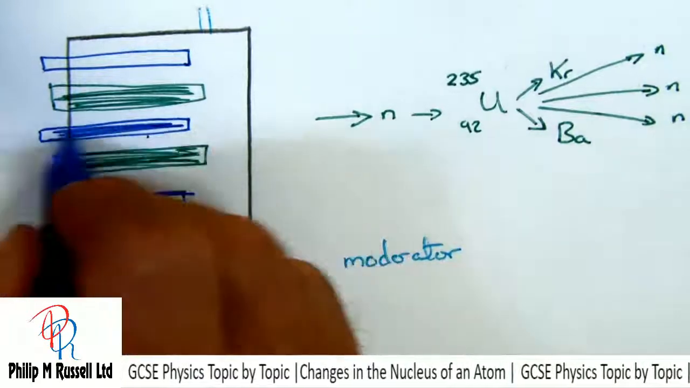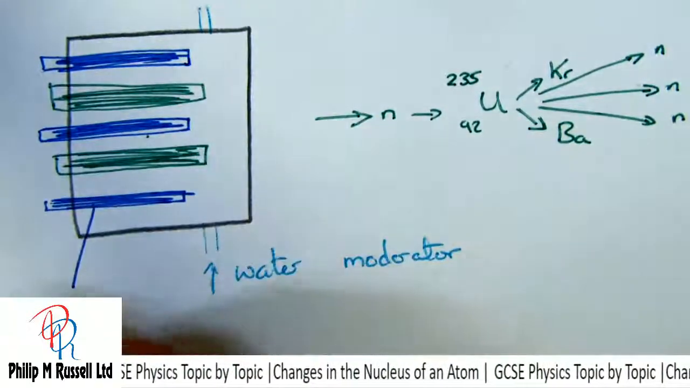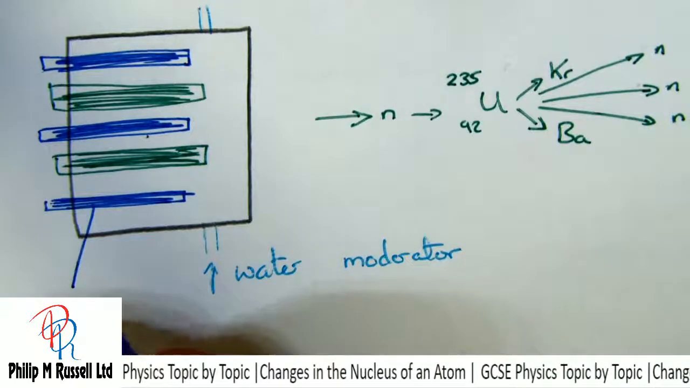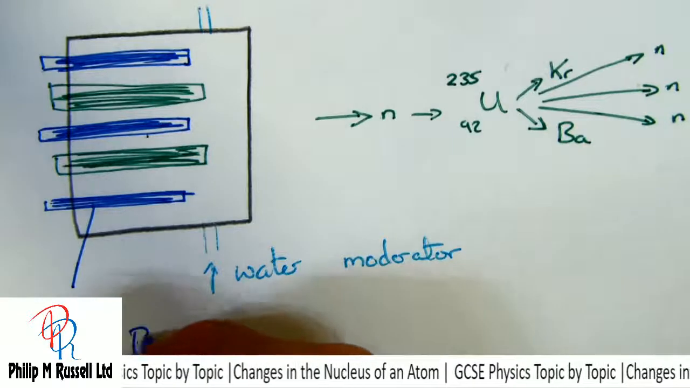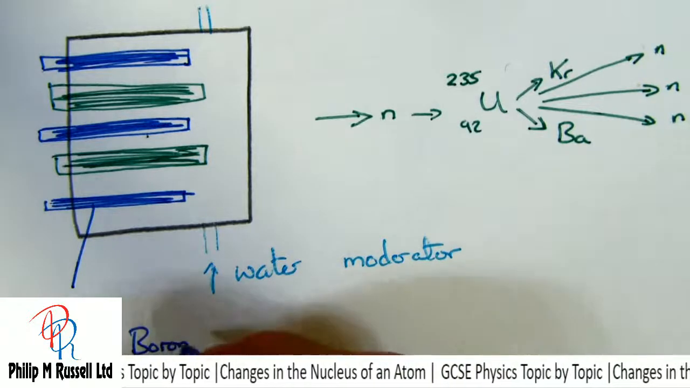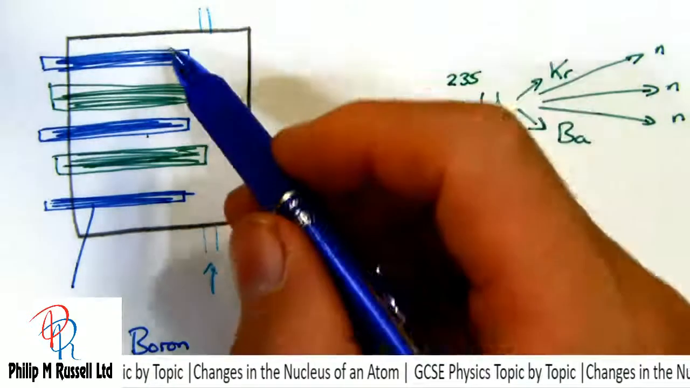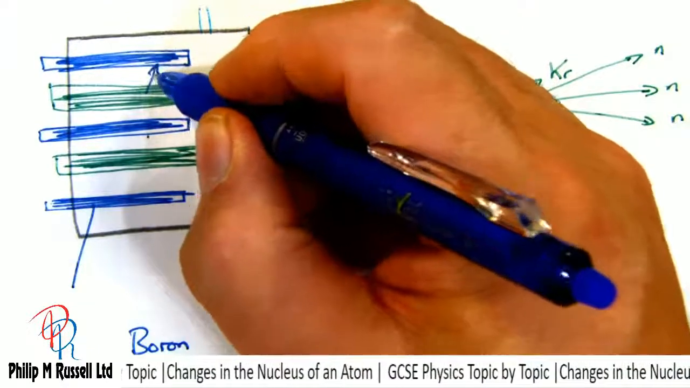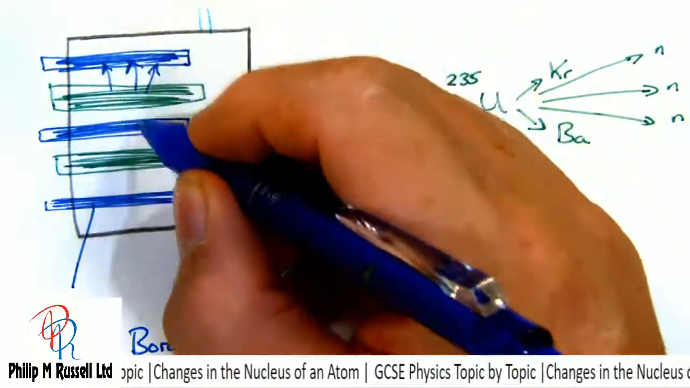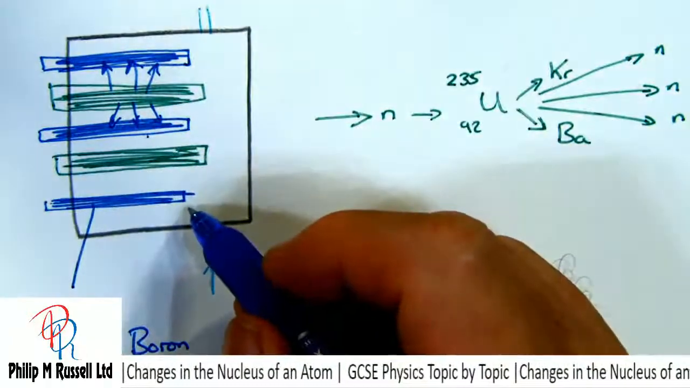And these are control rods. And they're often made of boron or some other materials, and if we wind these in, they're going to absorb all the neutrons that come out, and they're going to make the reactor a lot safer.